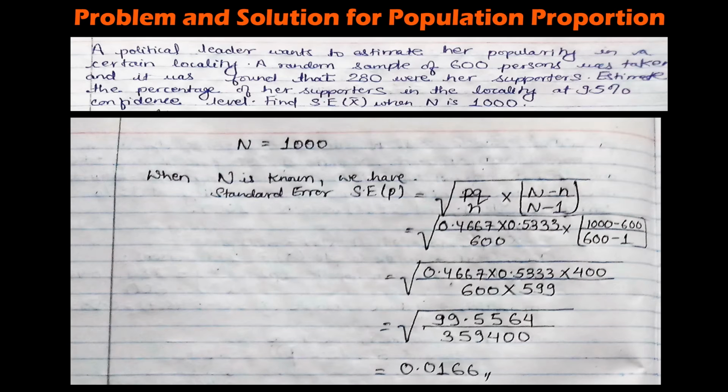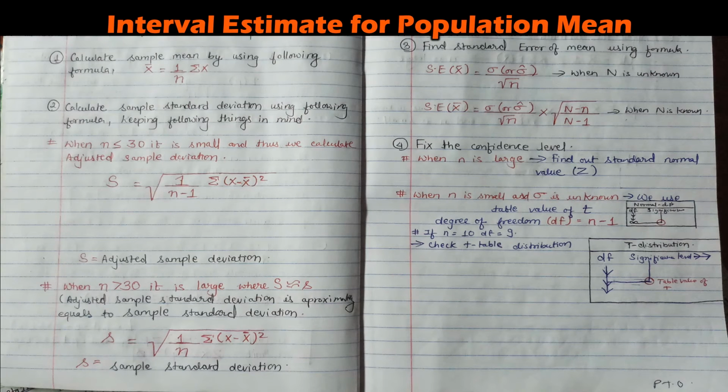So let's try with the question when n is known. Here we have n given as 1000, and so when n is known, we have the standard error of proportion given here, and here we obtain 0.0166. So the interval estimate for population mean is calculated by the following steps.